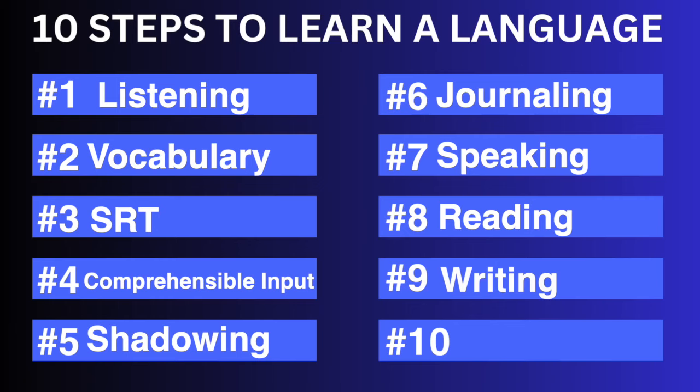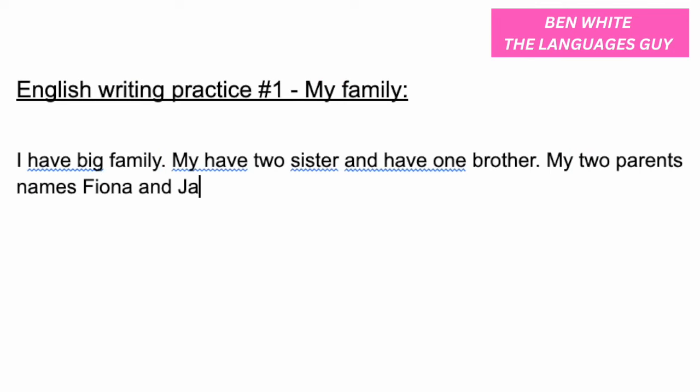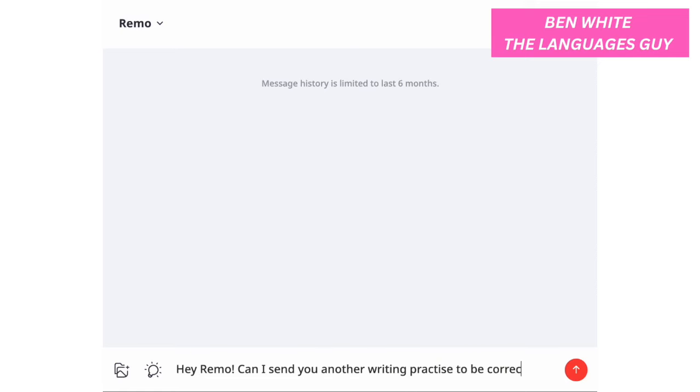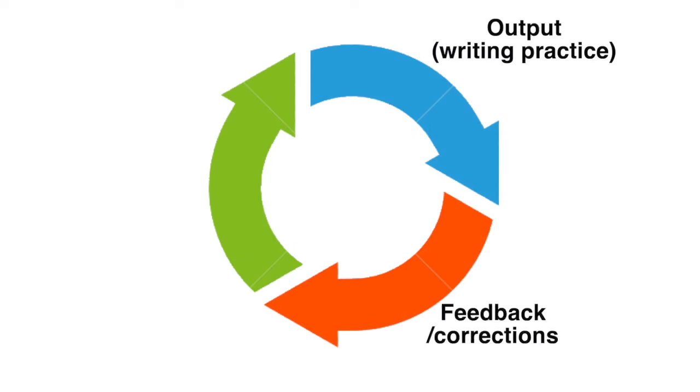Step 9. Writing. Write something short on any topic you want, then send it to an exchange partner or tutor and ask them to correct it. Rewrite the corrections into new sentences. Then do another writing practice and send it to be corrected again. This is called a feedback loop. Small feedback loops are better than big feedback loops.